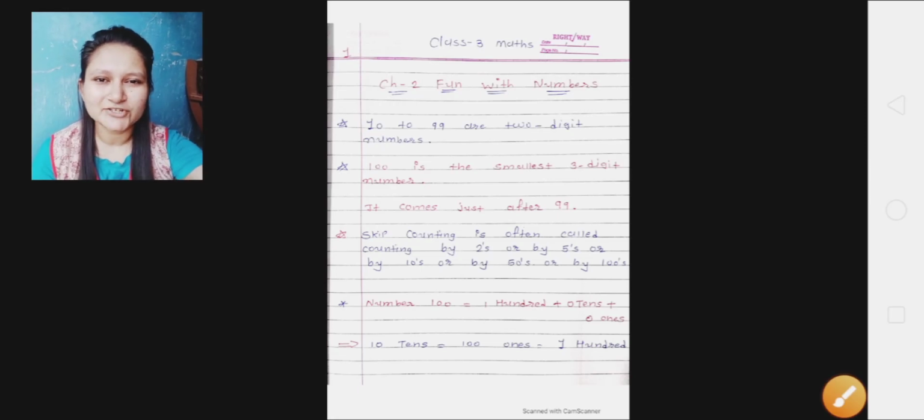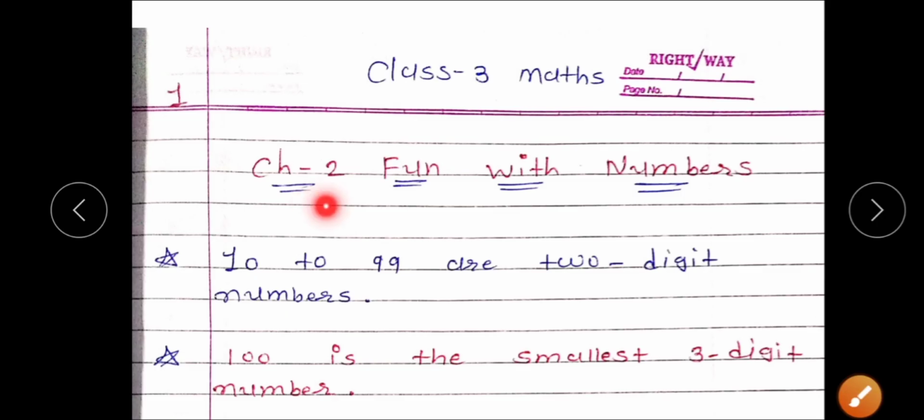Hello my dear students. This is chapter number 2, Fun with Numbers. You have to write these notes in your maths notebook. Write today's date, day, and heading: Chapter 2, Fun with Numbers.